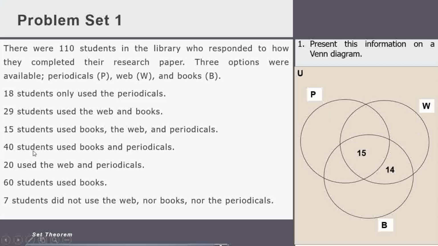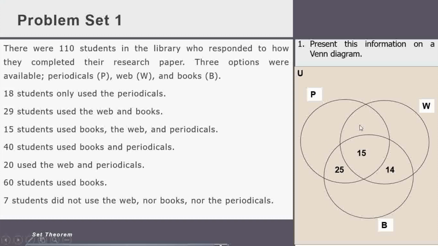So we will not get the whole 40 and push it here, because by doing so, we will be double counting. So we'll get the 40 and remove 15, which we already have here. The remaining value, which is 25, is the one that we are going to push here, so that we have 15 plus 25 to give us 40 who used books and periodicals. So we add our 25 there. So we can check that 25 plus 15 is indeed 40. So these 40 used books and periodicals in their research paper.